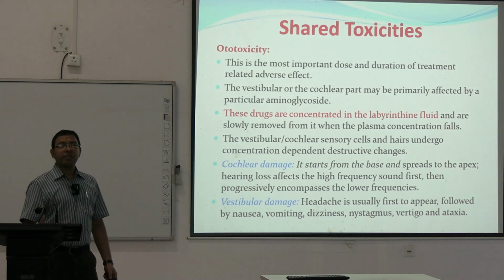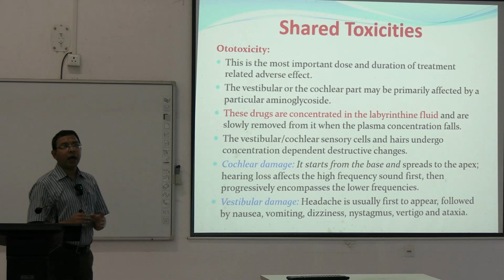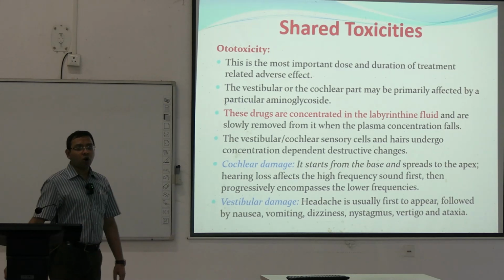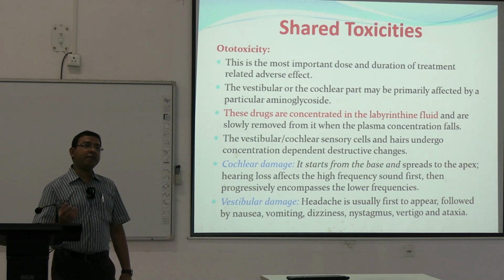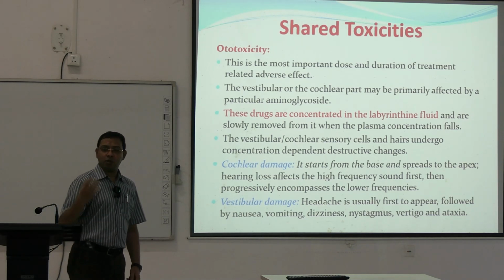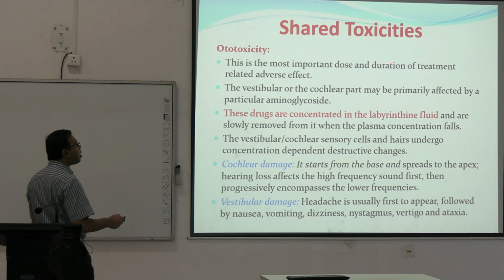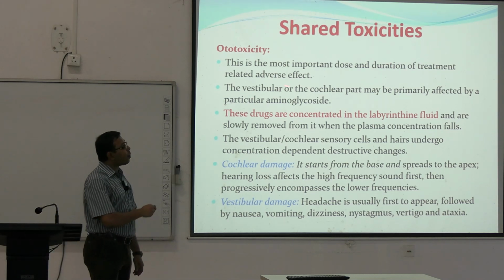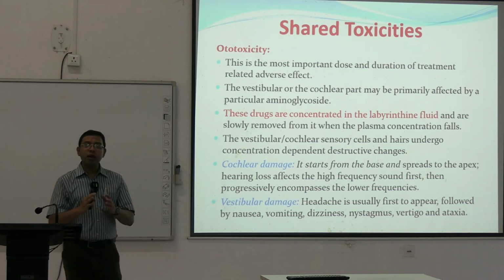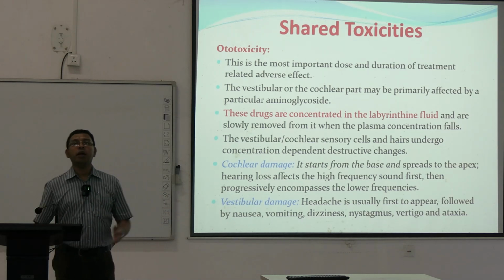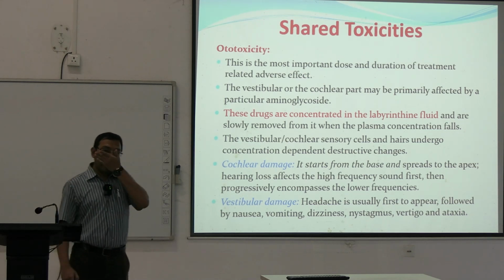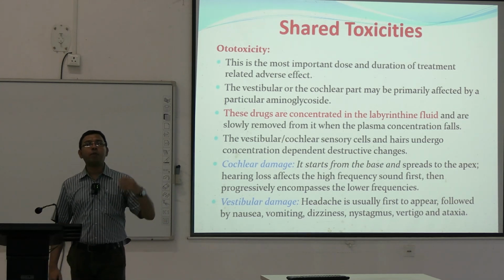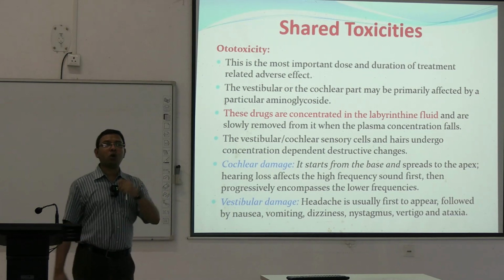Now coming to the shared toxicity, the common toxicities of all the aminoglycosides. First one is the ototoxicity. Already we have seen that when the aminoglycoside is given, it achieves a very high concentration within the endolymph, within the ear. This is the most important dose and duration of treatment related adverse effect. So dose and duration. If we are using it for a long period of time, there are more chances of ototoxicity. The vestibular or the cochlear part may be primarily affected by a particular aminoglycoside. So some aminoglycosides may affect more the vestibular part, some may affect more the cochlear part.